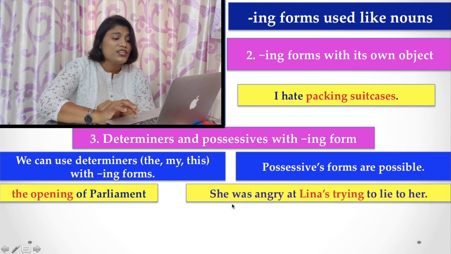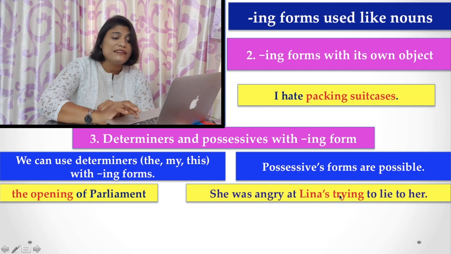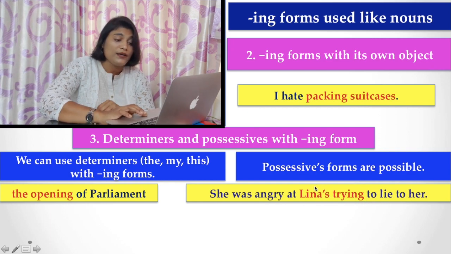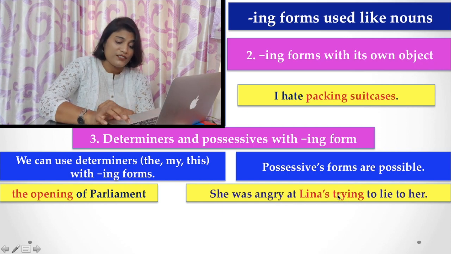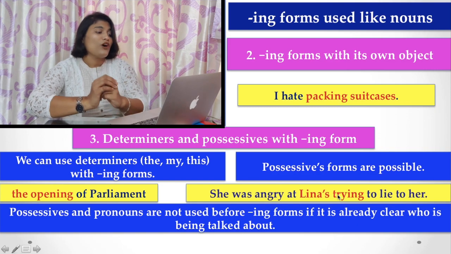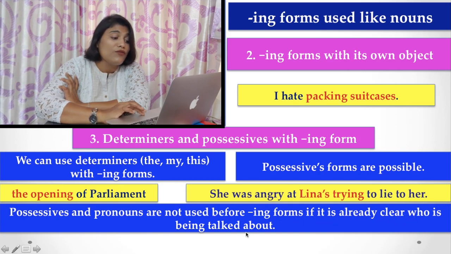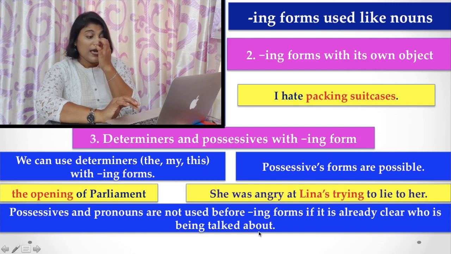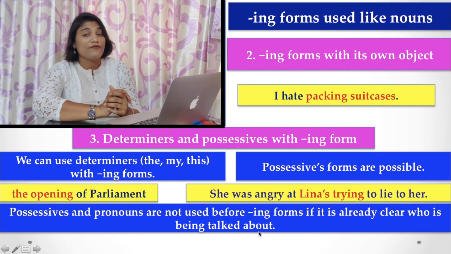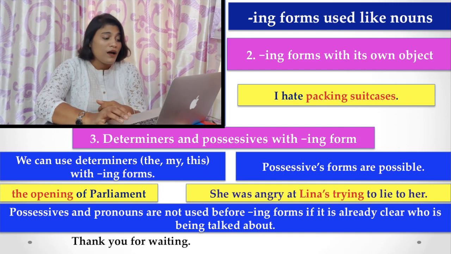Another thing, she was angry at Linus trying to lie to her. Here you find the possessive is Linus and trying is a use of gerund. Now, possessives and pronouns are not used before ing if it is already clear who is being talked about. Here there is an important and vital thing you have to know.